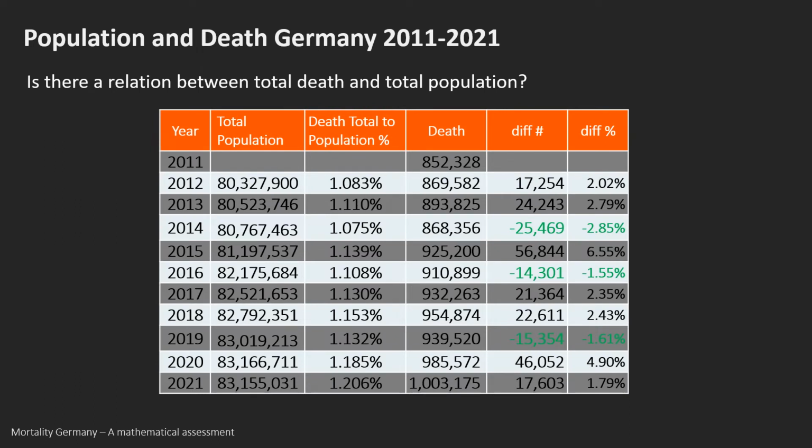Here we see now the population with the deaths that occurred in that year and the percentage. And as we can see, it's always over 1%. We can also see that in the last 2 years, 1.185 and 1.206% of the total population died. You could say, oh, there are more people now dying from the population. However, I don't know what that means. So we need to look a little bit more in detail into the population figures and the deaths and where those deaths are occurring.